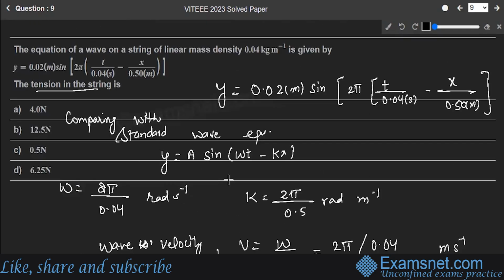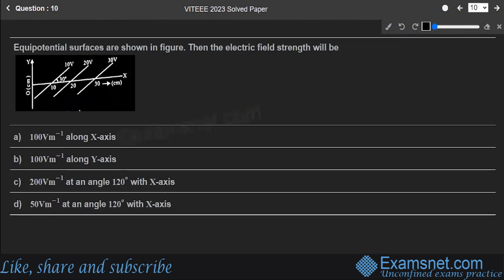So this is the answer to the question, 6.25 newtons, the tension. Option D is the correct answer. Hope you understood that. Let's move to the next question, number 10.